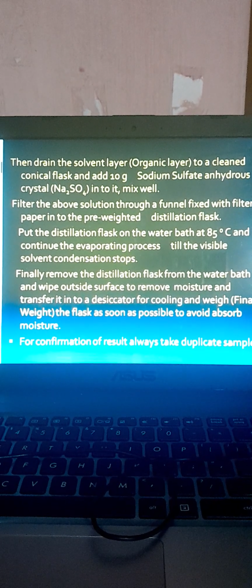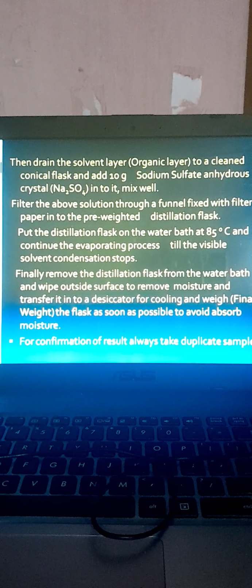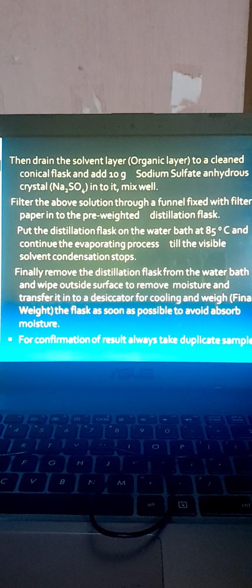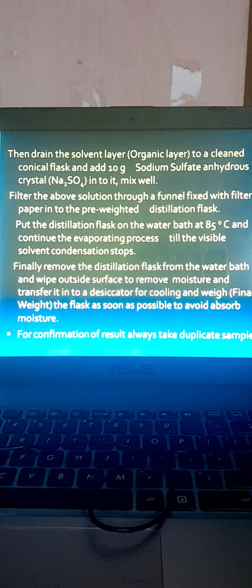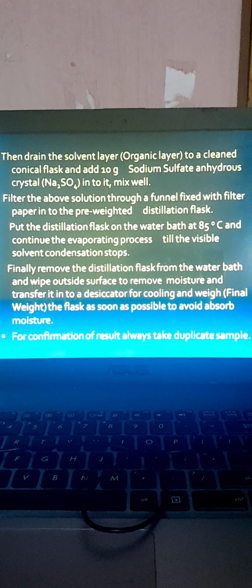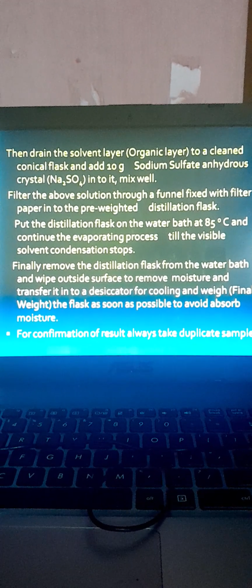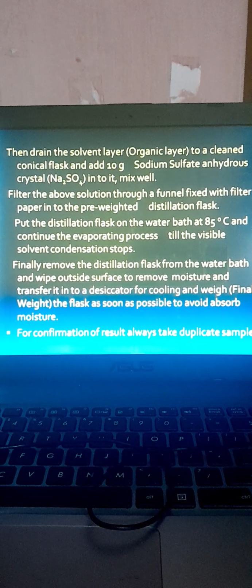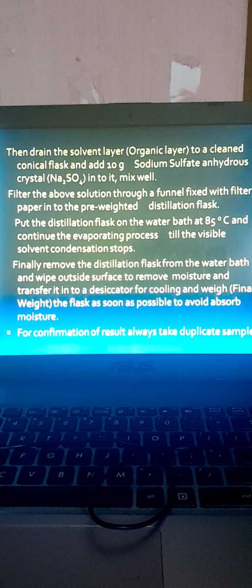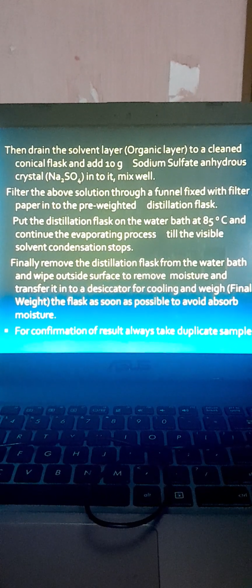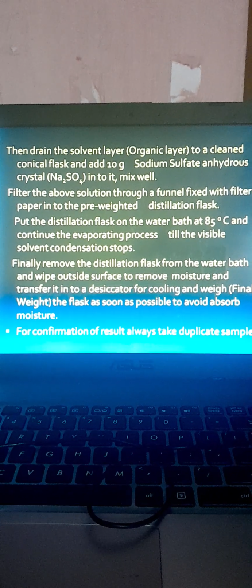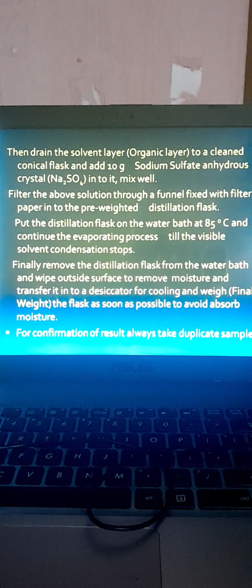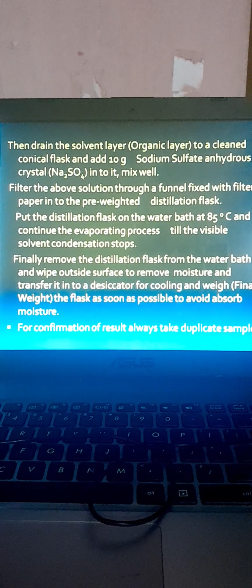Then drain the solvent layer or organic layer to a clean conical flask and add exactly 10 gram of sodium sulfate anhydrous crystal into it. Then mix it well. Then filter the above solution through a funnel fixed with filter paper into the pre-weighed distillation flask and put the distillation flask on the water bath at nearly 85 degrees centigrade and continue the evaporating process till the visible solvent condensation stops.